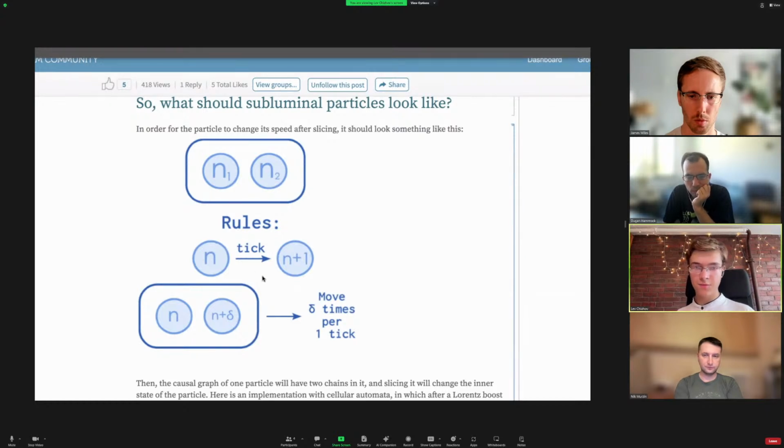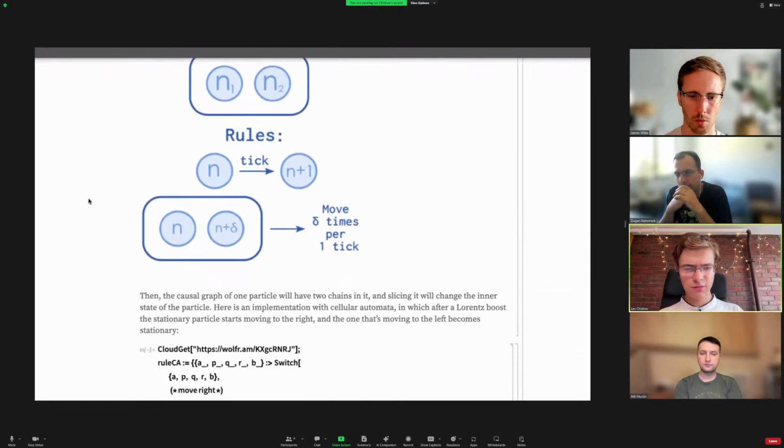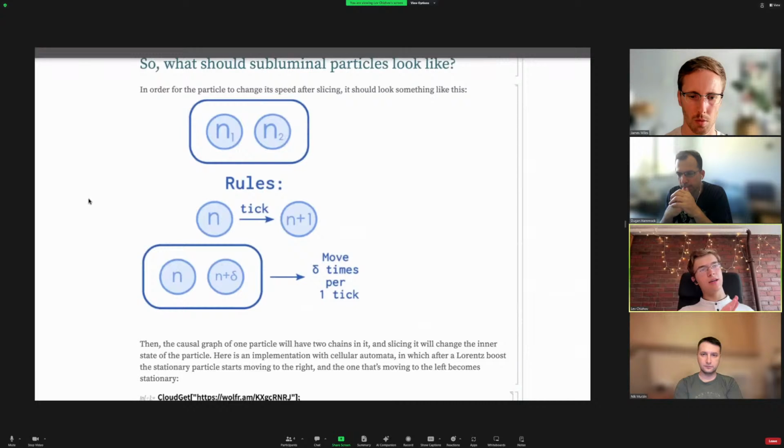And here it is not precisely on a hypergraph, although it can be implemented on one. A particle that's moving with the speed c over 2 was implemented in the example with cellular automata.